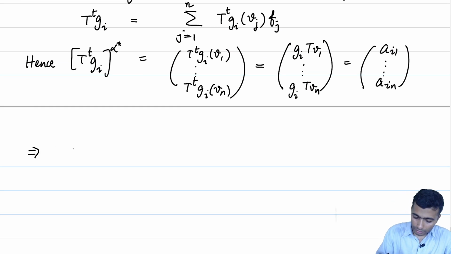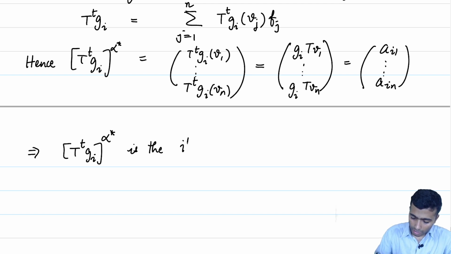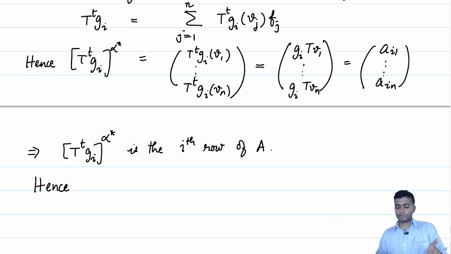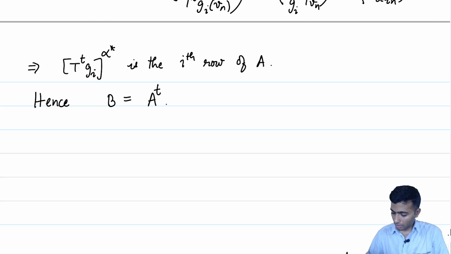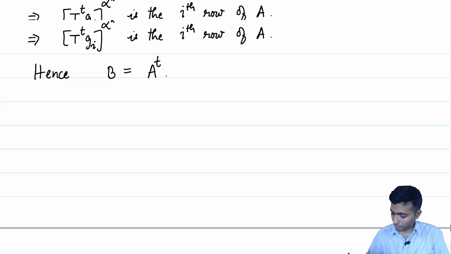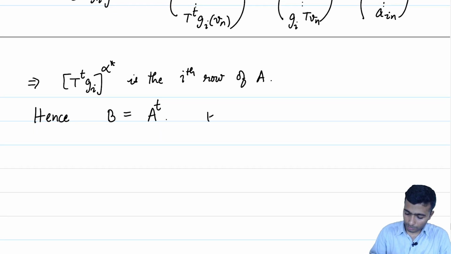which implies T transpose Gi alpha star is the ith row of A. Hence, the ith column of B is the ith row of A and the dimensions match. Hence, B is equal to A transpose. That is precisely what we were trying to prove. Hence, proved.